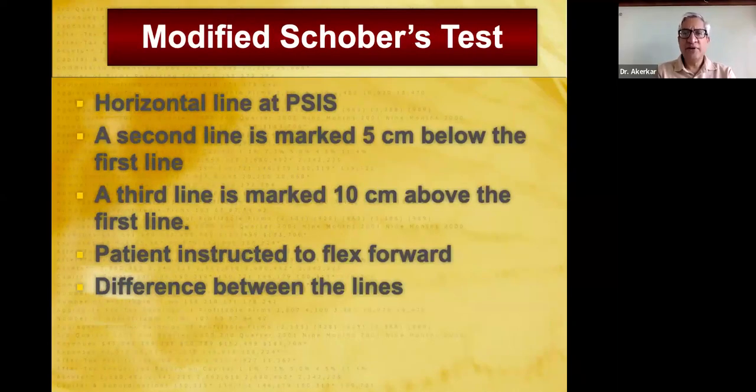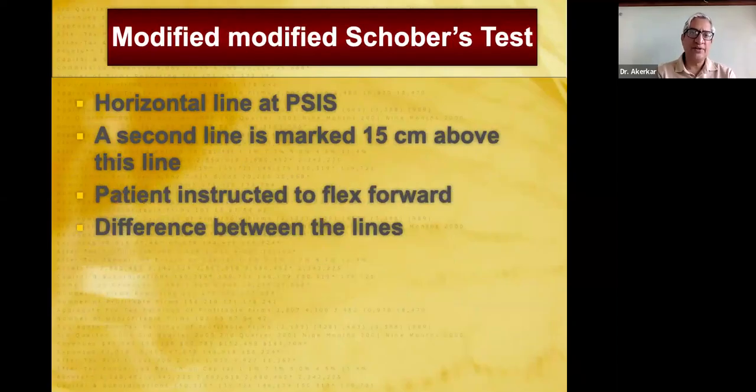Then there is a modified Schober's test. You draw a horizontal line at the PSIS. Second line is 5 centimeter below. Third line is 10 centimeter above. Ask the patient to flex forward and look at the difference between the lines. Again, more than 5 centimeter is expected. Less than that makes it significant.